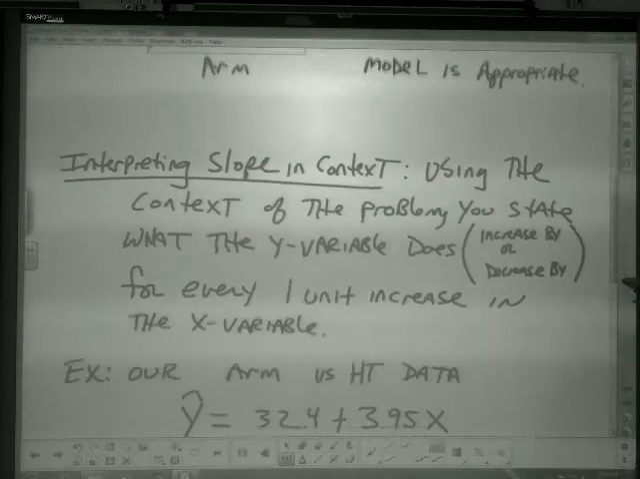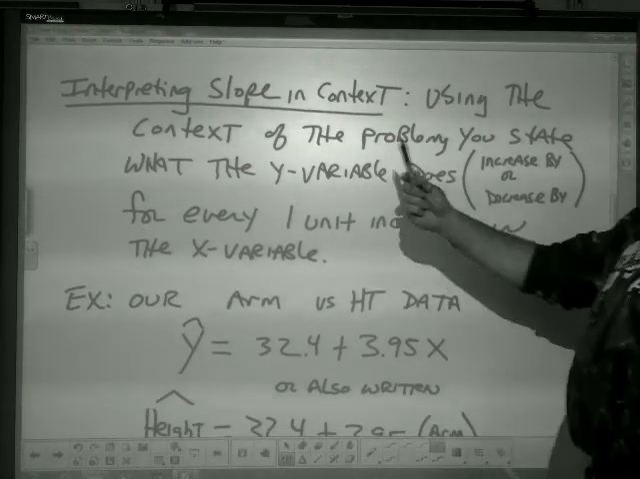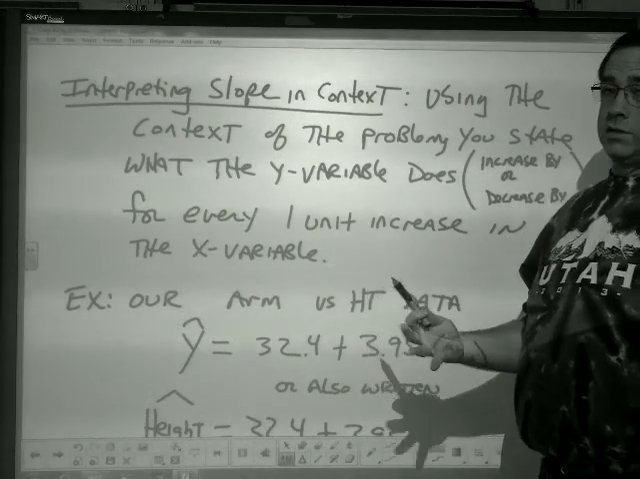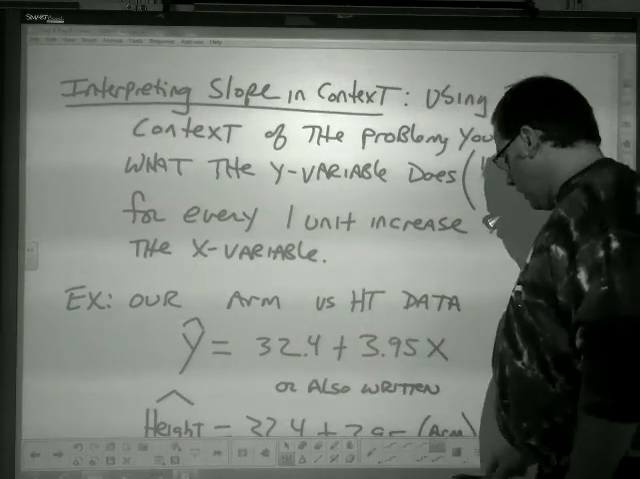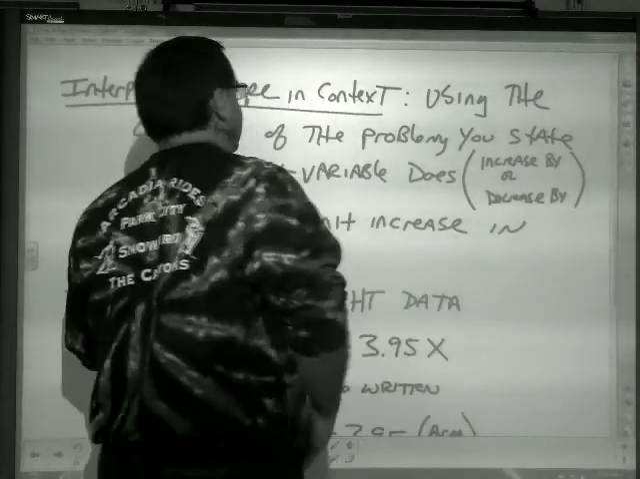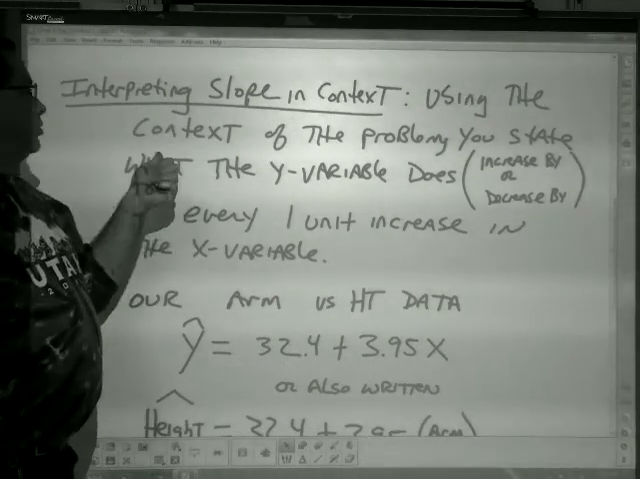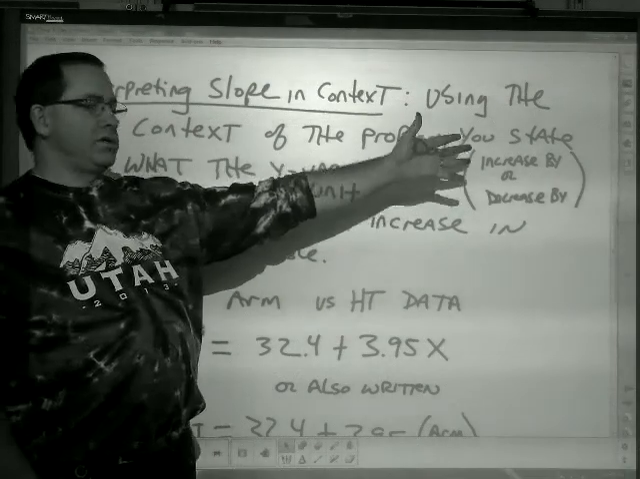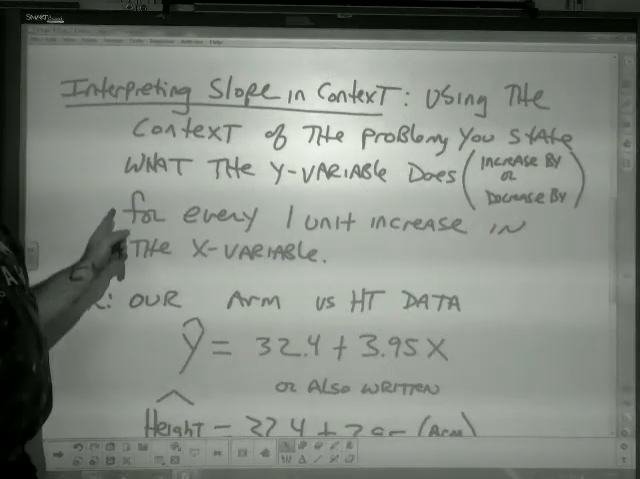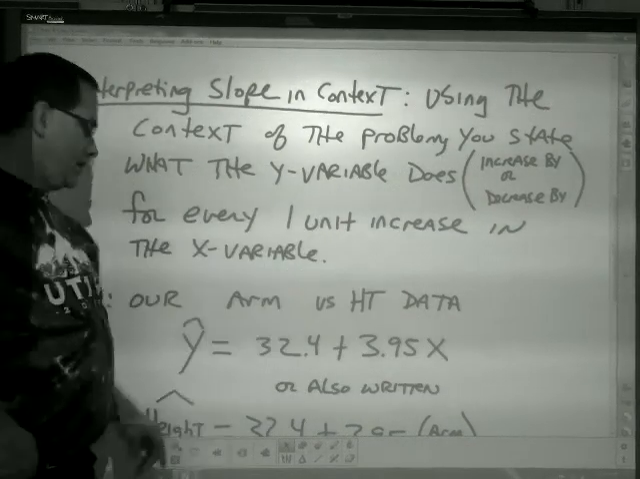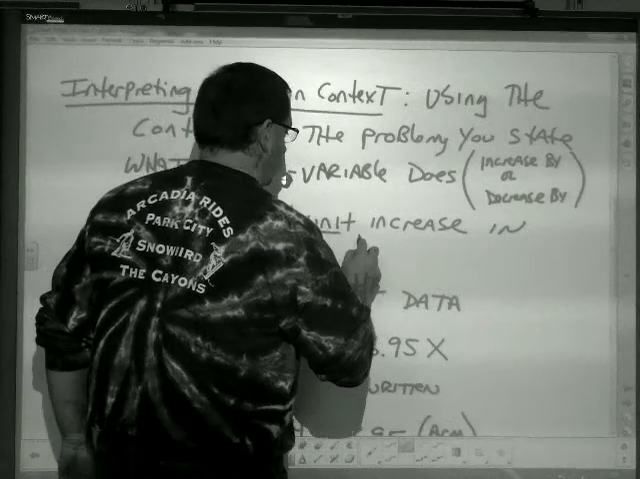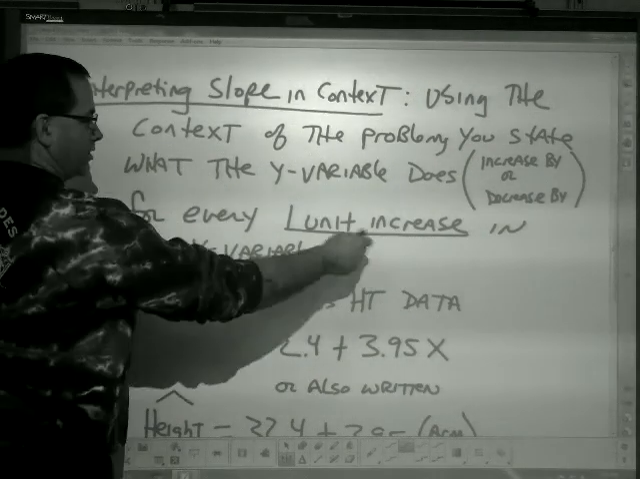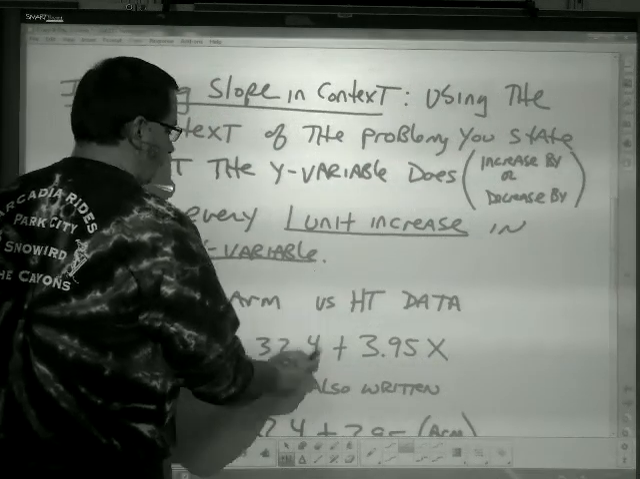The other two pieces I want to talk about is the slope. One of the things that you're going to be asked to do, and in real life we should be asked to do this, and we should know how to do this, is interpreting the slope in the context of the problem. So using the context of the problem, you state what the y variable is doing, whether it's increasing or decreasing, for every 1 unit increase, and again this is standard, in the x variable. Okay, so for every 1 unit increase in the x variable.